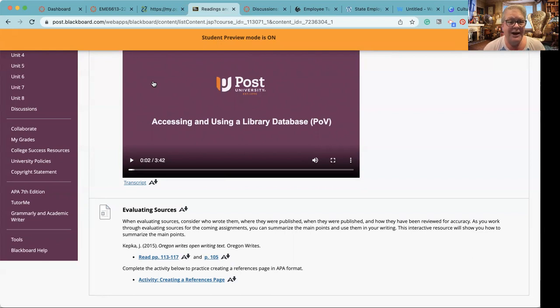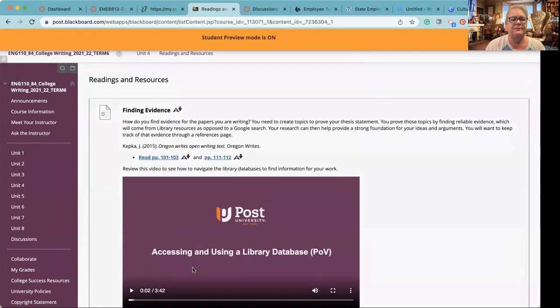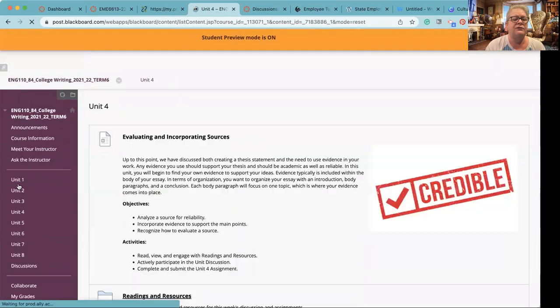You also need to know how to do it yourself. Okay. So knowing what goes in those references is super important, but that's a nice thing about the library. In terms of creating the references page, there is an activity here for you, as well as a couple of additional reading assignments. All right, so let me go back to unit 4.